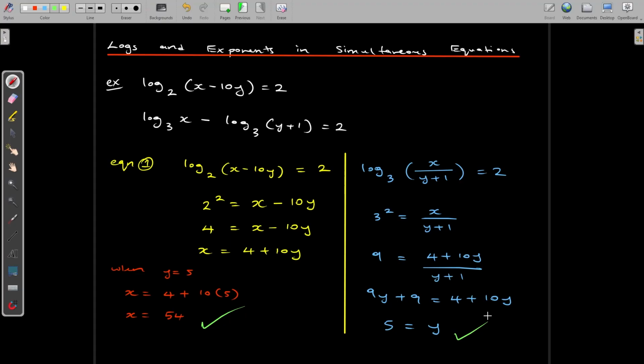Okay. And then of course we can verify our solution. We can say 54, because x is 54, minus, so this would be 50, because y is 5. So this is just log base 2 of 4, and then we know that 4 is 2 squared, so yeah, we get back our answer. So that's how we can verify that the solution we got is correct.